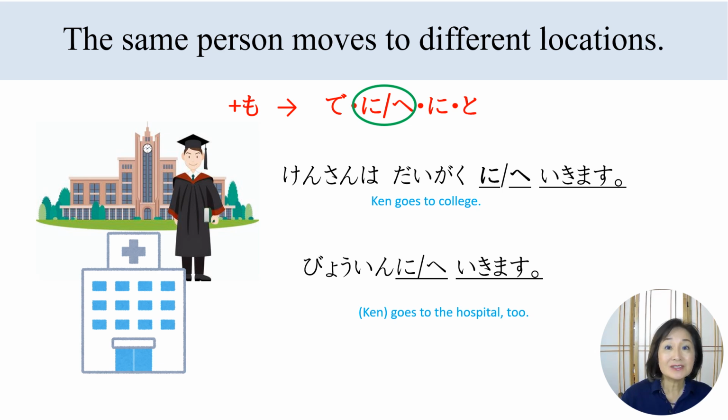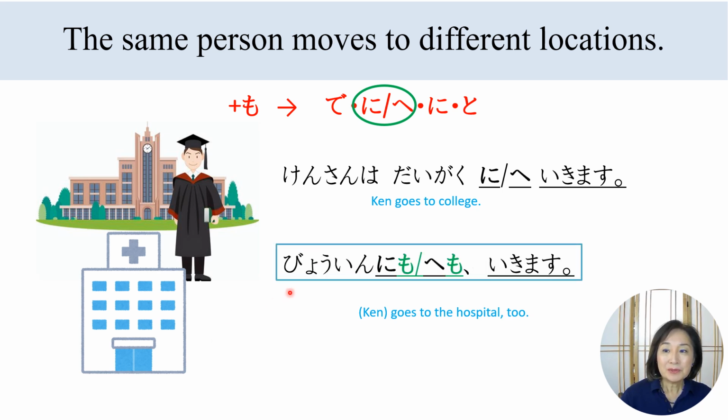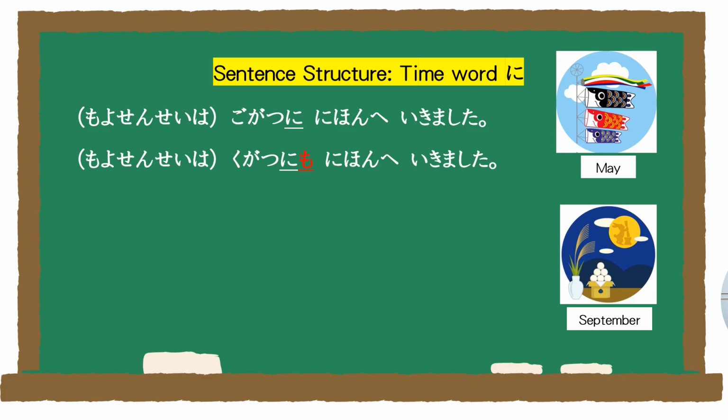Now it's your turn to create a sentence. Ken goes to two different places. Kenさんは大学に行きます。And Kenさんは病院に行きます。Change this sentence so it shows Ken also goes to the hospital. 病院にも行きます。You can also say 病院へも行きます。いいですね。The time reference particle に works in the same way too.